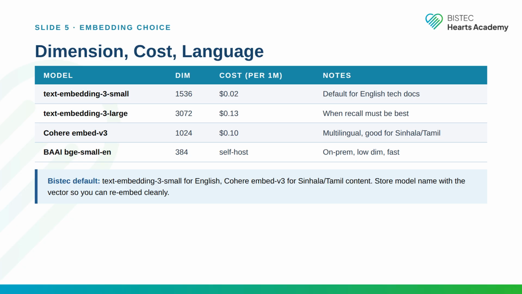Bistec default: text-embedding-3-small for English. Cohere embed v3 for Sinhala and Tamil. Store the model name with the vector so you can re-embed cleanly.